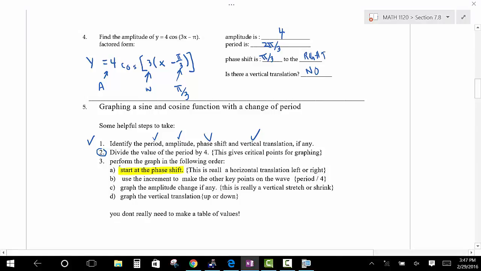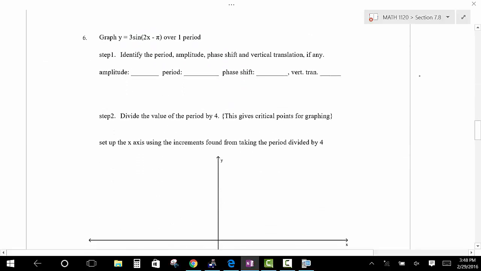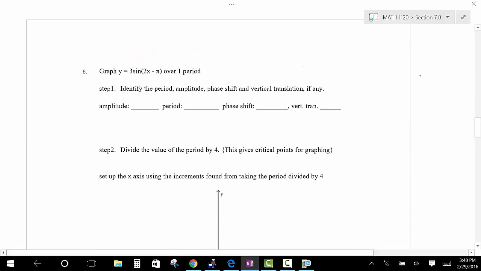So when we actually try to do this in 1 or 2 steps, you're going to end up just putting your first dot on the phase shift. And if you do that, it keeps you from having to do a table of values. You can do a table of values if you want to, but it's really not necessary once you go through this step-by-step process. So I'm going to move this down, and we'll go ahead and do our first graph here.